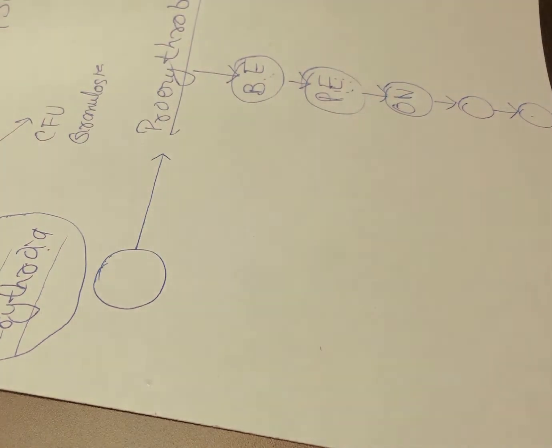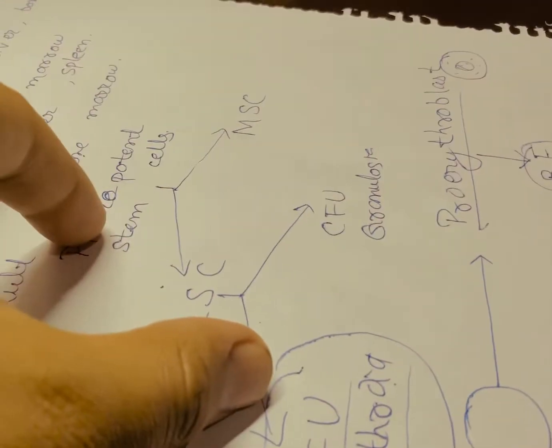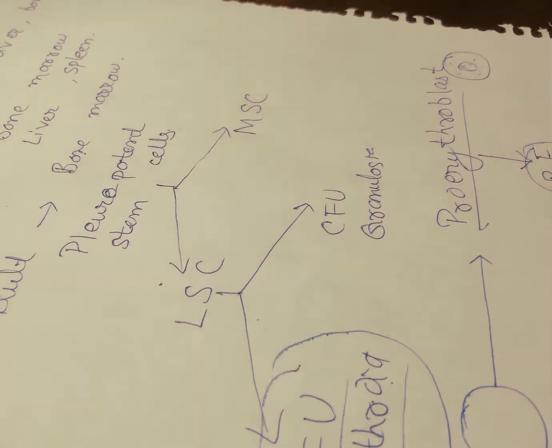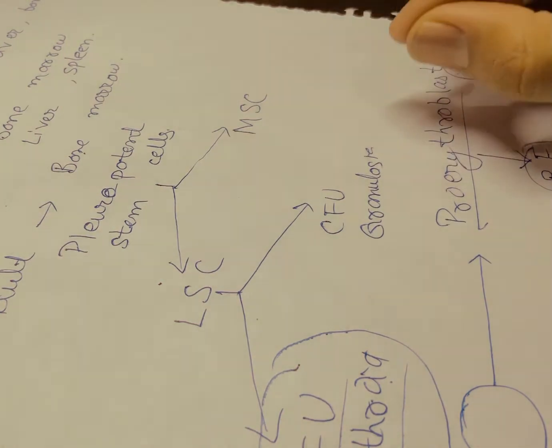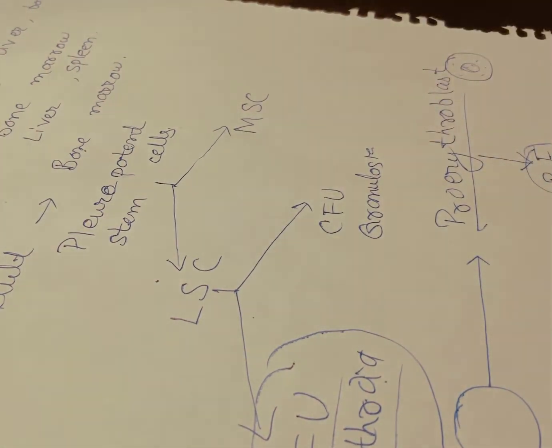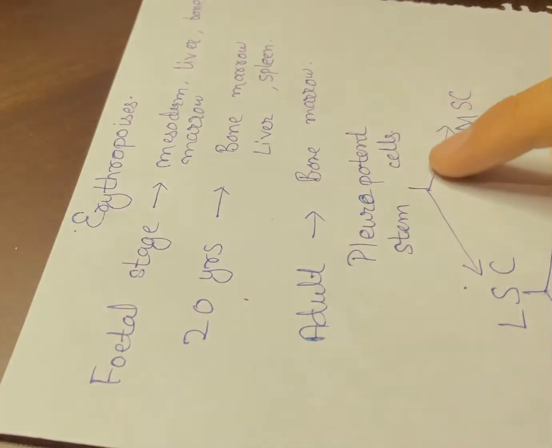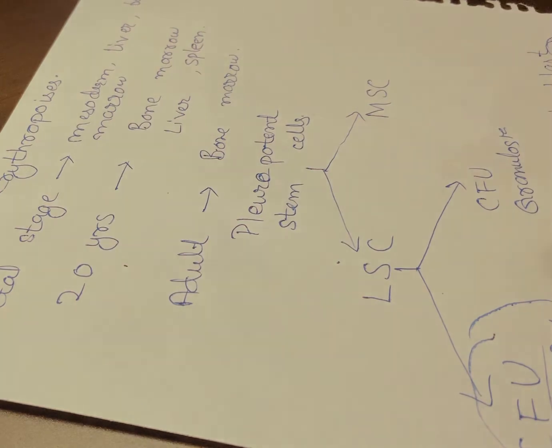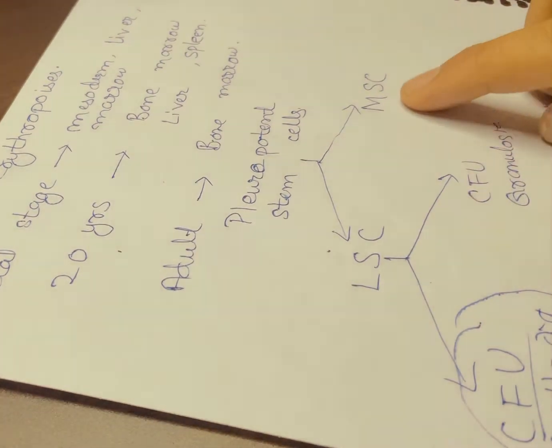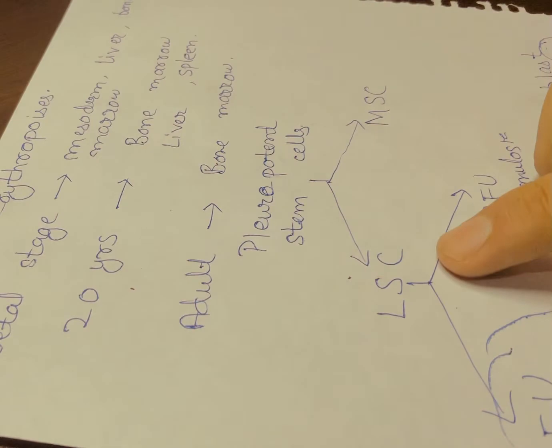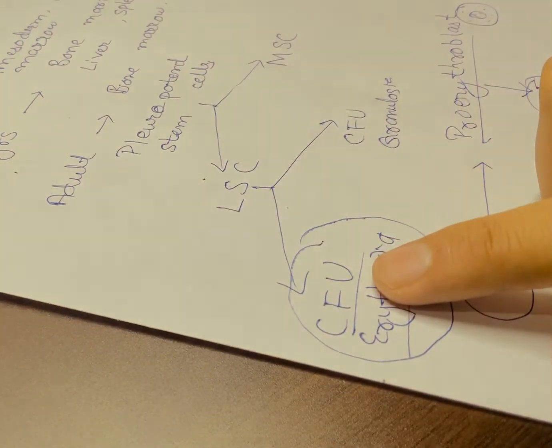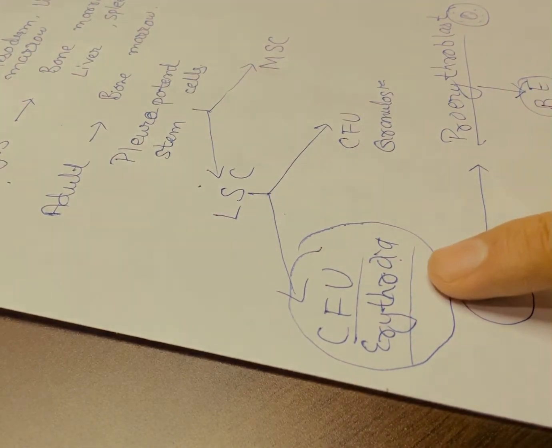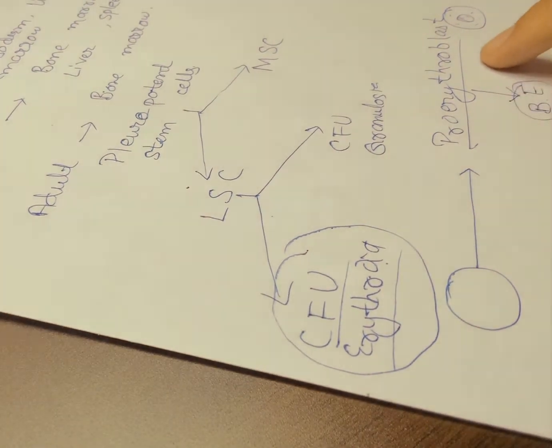Now let me revise it for you. What is erythropoiesis? It occurs in bone marrow, it starts in bone marrow. In bone marrow we have a cell known as pluripotent stem cell. This pluripotent stem cell gets divided into lymphoid stem cell and myeloid stem cell. This lymphoid stem cell further divides into some colony forming unit cells. One of the colony forming unit cells is erythroid. This colony forming unit erythroid gets changed into proerythroblast.